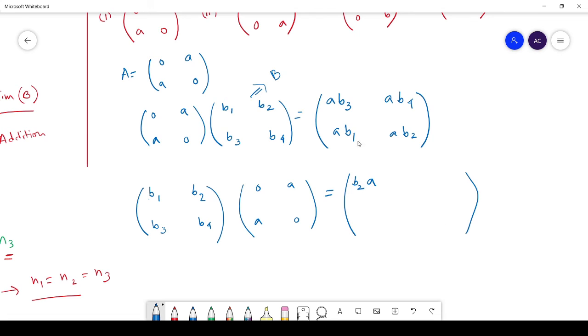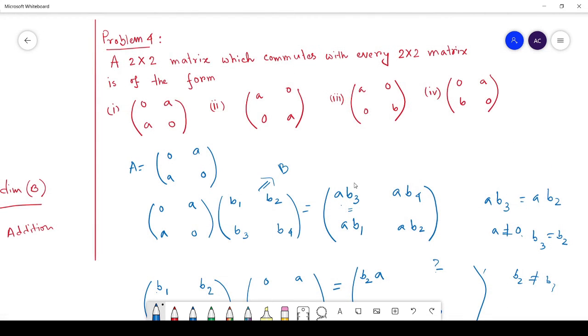Okay, and if these two things are equal, you can see B3 must... so for an example we are getting some numbers. Okay, we are not calculating this. If AB3 equals AB2, and for an example we are saying A is non-zero, because if A is a zero matrix, it is trivially true, so obviously A is non-zero, then B3 must equal B2. So if we take such a matrix where B2 does not equal B3, then this statement is not going to hold. So obviously the first kind of matrix is not serving our purpose.